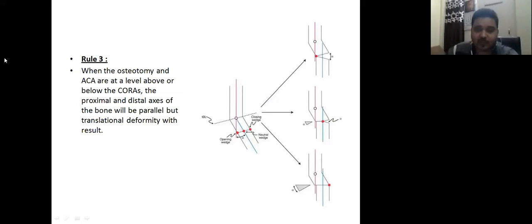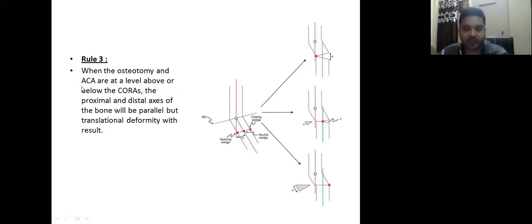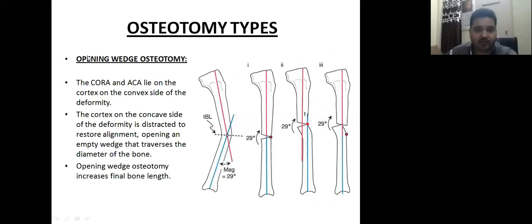So these are the basic three rules of the osteotomy, which we have to plan according to our requirement. For that we have to look for the CORA and where we would like to plan the angular correction axis. Now I will go fast about opening wedge osteotomy. There are basically four types of osteotomy. Opening wedge osteotomy.